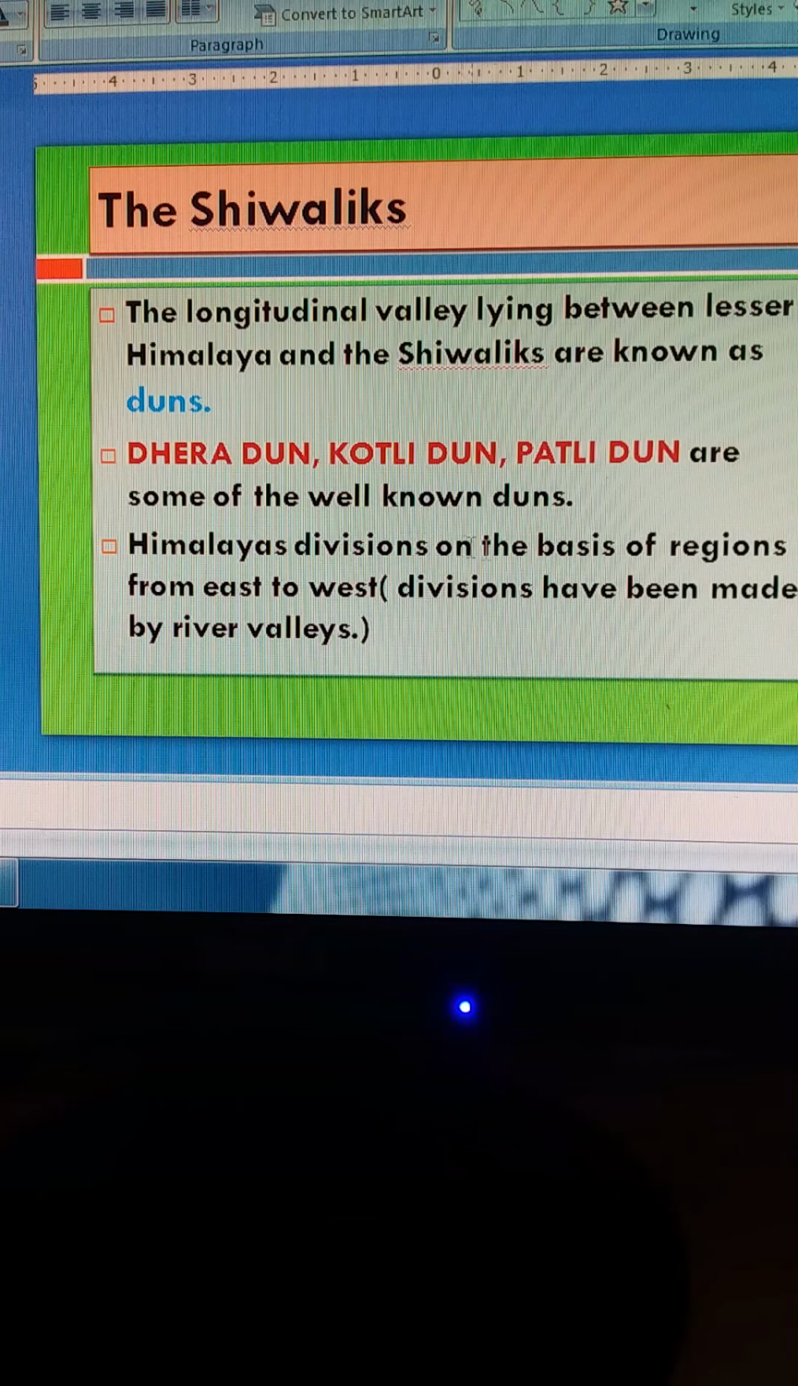The Himalayas are also divided on the basis of region from east to west, and these divisions have been made by river valleys. We can see these are the Punjab Himalayas, Kumaon Himalayas, Nepal Himalayas and Assam Himalayas. Let us see what it says. Punjab Himalayas is the part of the Himalayas lying between the Indus and Sutlej, from west to east respectively, regionally known as Kashmir and Himachal Himalaya.